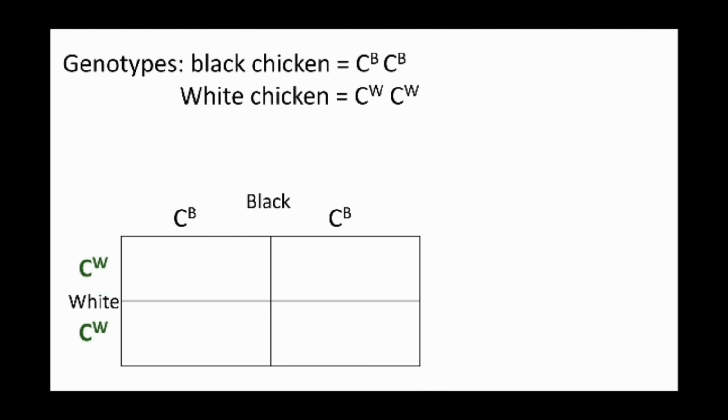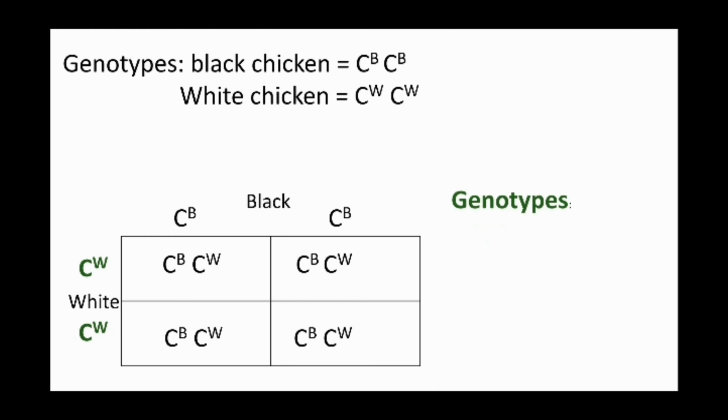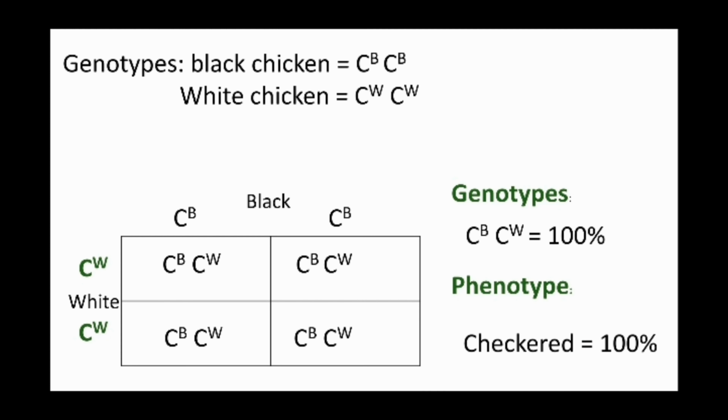Then for the offspring, for the genotypes, 100% CB CW. Then for the phenotypes, 100% checkered chicken.